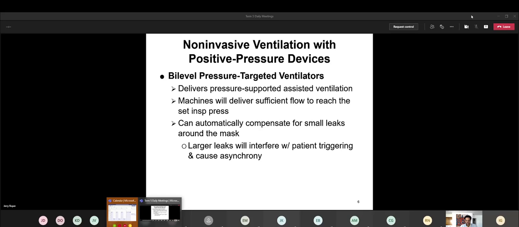Now with these machines, they're usually smart enough to make adjustments for tiny leaks. Like if there's a leak that's happening and it's not a substantial amount of leaking, it'll automatically adjust for that. But if there's a huge leak, then it will be a problem for the patient, because even when they're trying to trigger a breath, it may not be able to detect that. And then there's going to be some dyssynchrony going on.